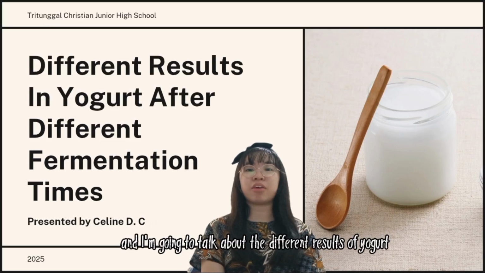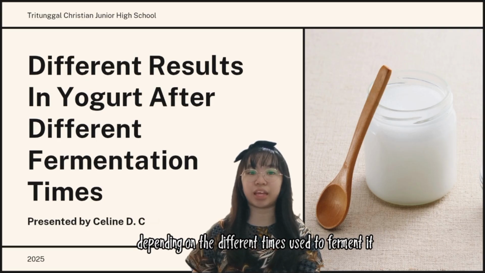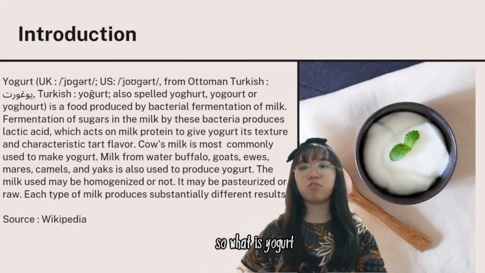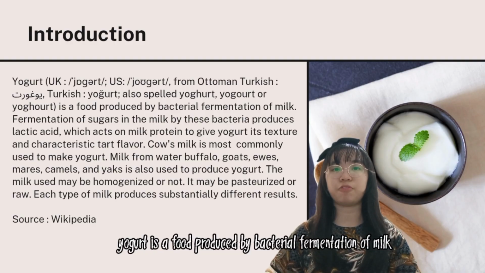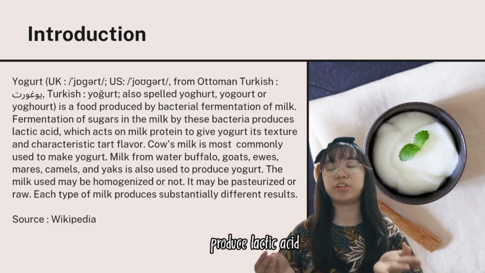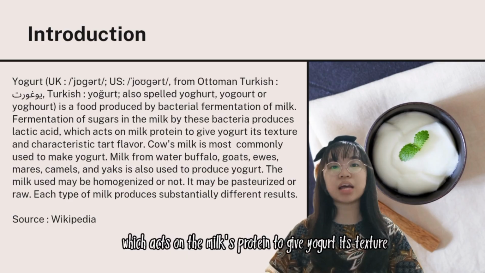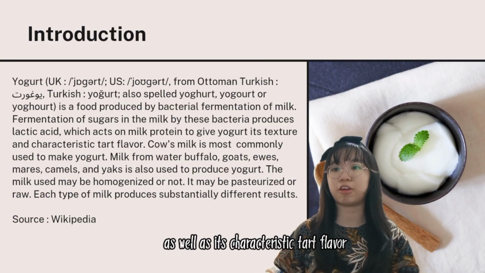My name is Celine, and I'm going to talk about the different results of yogurt depending on the different times used to ferment it. So, what is yogurt? Yogurt is a food produced by bacterial fermentation of milk. The fermentation of sugar in the milk by these bacteria produces lactic acid, which acts on the milk's protein to give yogurt its texture as well as its characteristic tart flavor.